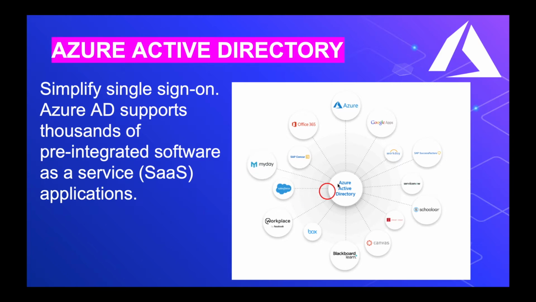If you observe here, we have a couple of apps. Azure Active Directory supports thousands of pre-integrated software as a service applications, that is SaaS applications. Here we have Office 365, MyDay, Workplace, Box, Canvas, Google Apps. If you want to integrate with any application, you can directly use Azure Active Directory here. So that is the benefit of Azure Active Directory.